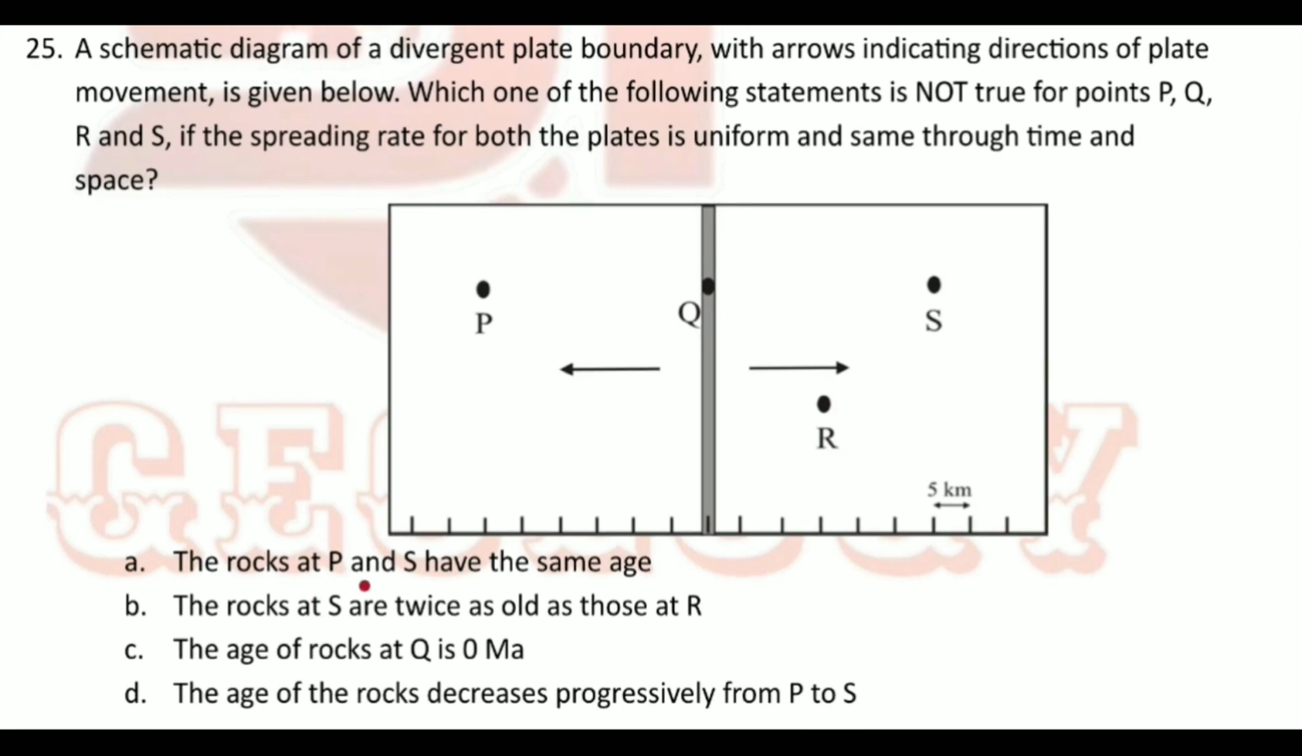That was the relation. First, the rocks at P and S have the same age. So you can see the distance from P to the mid-oceanic ridge and the distance from S to the mid-oceanic ridge is approximately the same. From the mid-oceanic ridge on both sides, plates will diverge. So any rock equidistant from the mid-oceanic ridge on both sides will have the same age. So P and S are situated at equal distance from the mid-oceanic ridge, so they also have the same age. So it is correct, this is not the untrue one. So it is true.